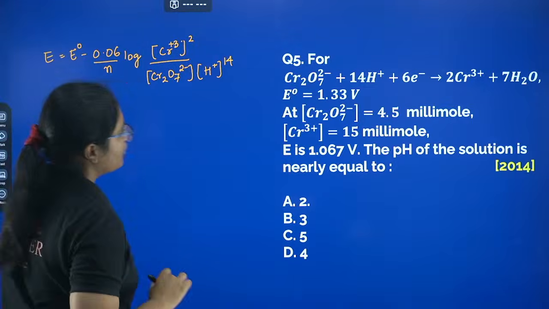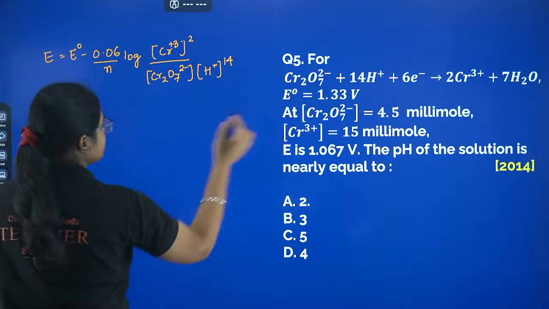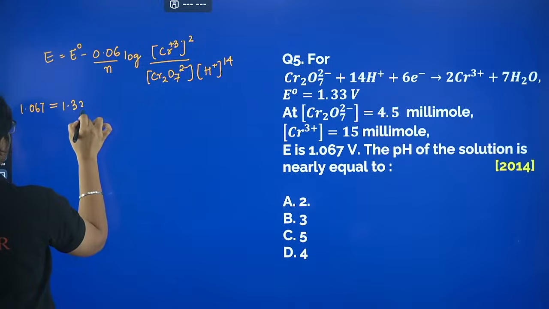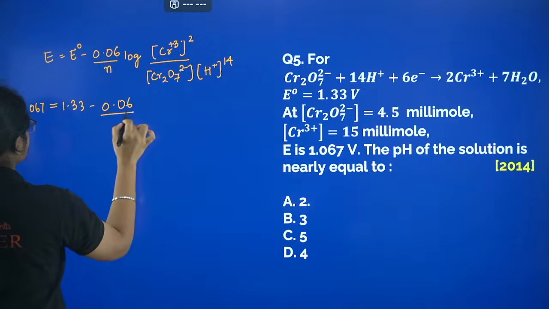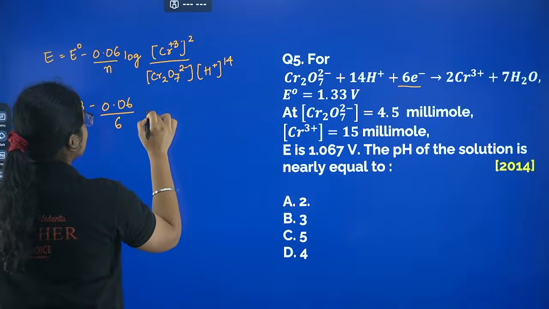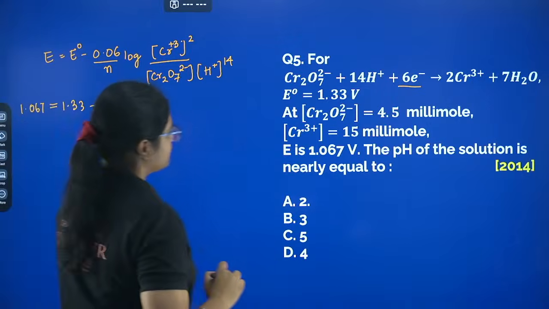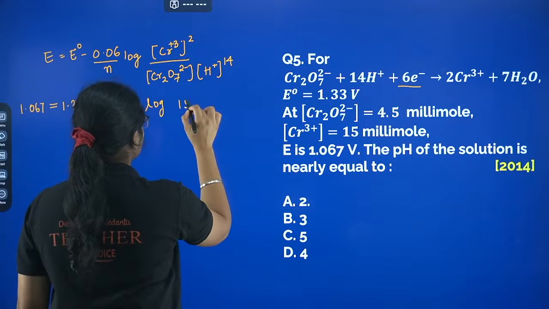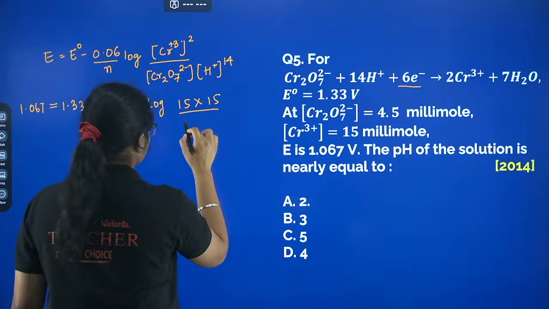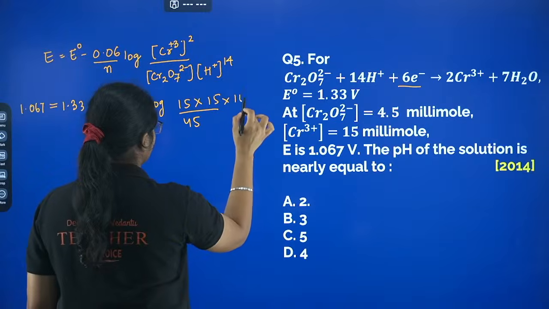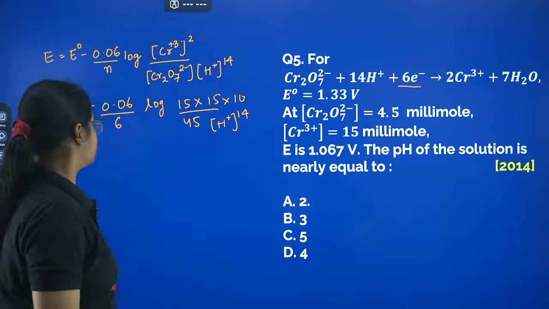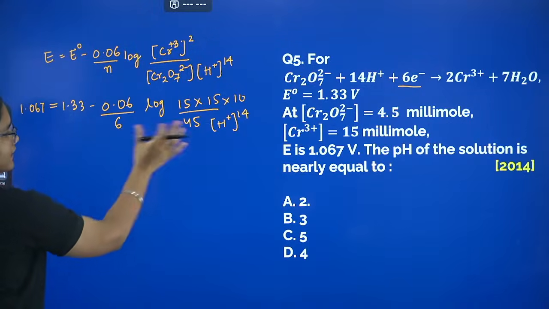What is the value of E0? E0 is 1.33. I have this value also, 1.067. So 1.33 minus 0.06 by n value. You can see here it is 6 electrons, so I'll put 6 here. Then log of, what is the chromium 3+ concentration? 15 millimole, 15 into 15, 2 times. Cr2O7 is 4.5, so I can write it as 45 into 10, and then I have H+ to the power of 14. Now see, what you do is solve this entire thing and just keep this one part here.